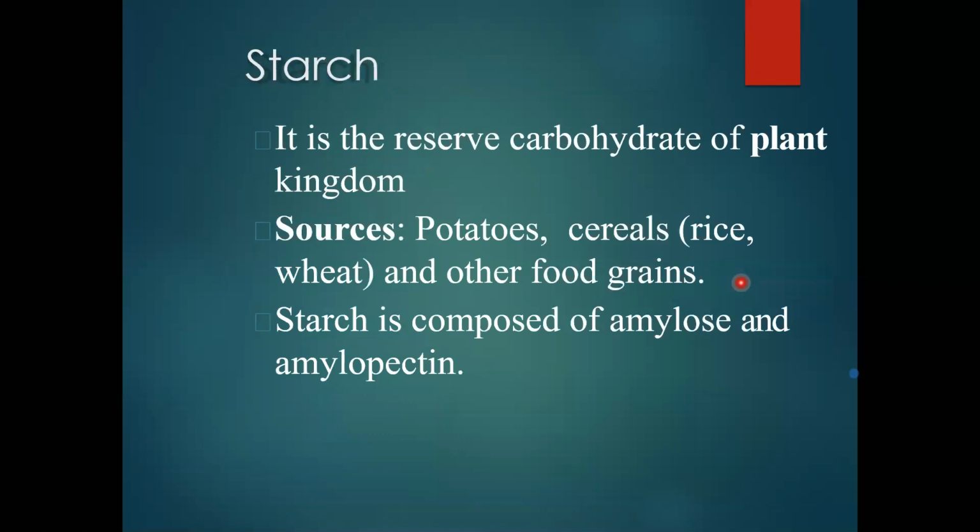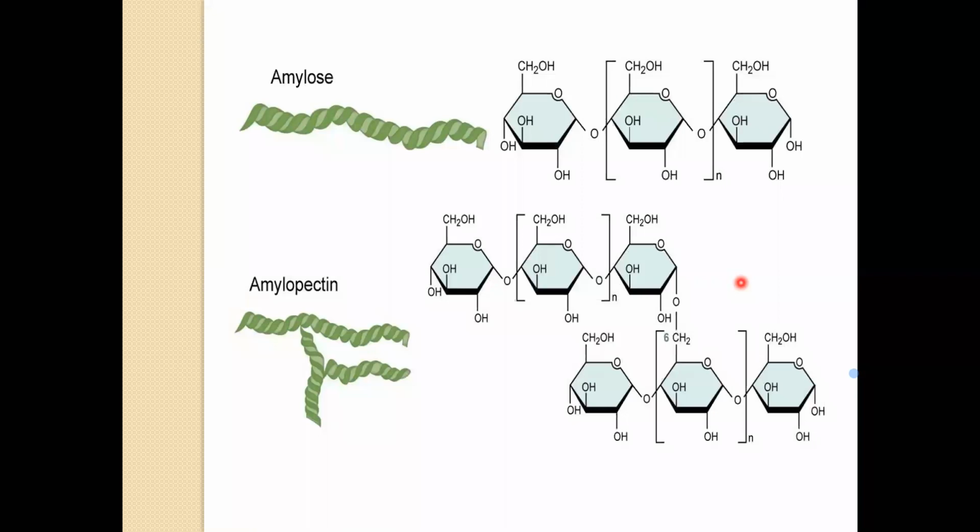Starch. Starch is a reserve carbohydrate in plants, and its sources are potatoes, cereals, and other food grains. Starch is composed of amylose and amylopectin, the two structures. Amylose has alpha-1,4 glycosidic linkages only, whereas amylopectin also has alpha-1,6 glycosidic linkages. Amylose has a shorter, unbranched structure, whereas amylopectin is a branched structure.